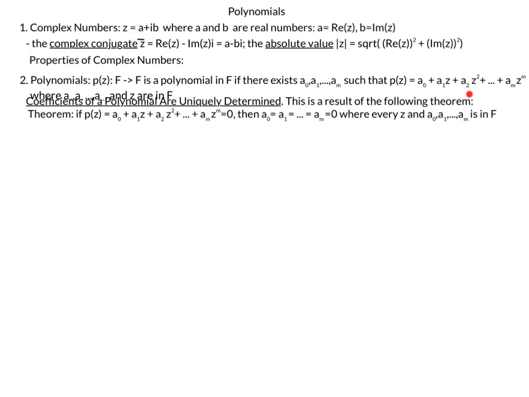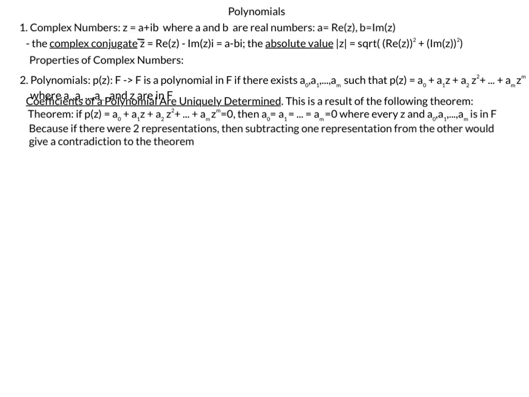But this is a result of the following theorem. If we have a polynomial p of z equal to a0 plus a1z plus a2z squared up to amz^m equals 0 for every z, then a0 equals a1 equals up to am equals 0, where a0, a1, up to am are in F. So it follows from this theorem because if there were two representations, we could subtract one representation from the other, and then use this theorem to conclude that the two representations must be equal.